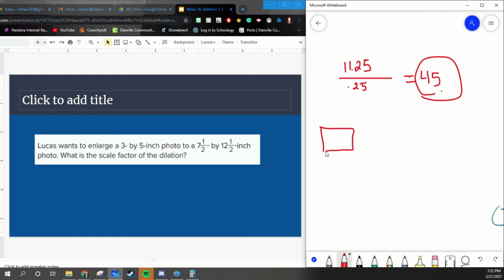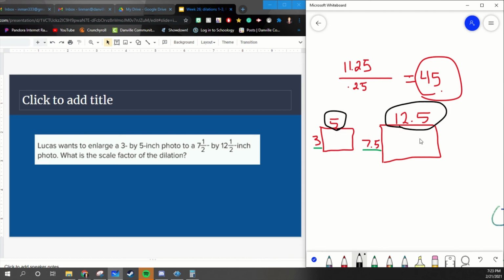So if you're talking about photographs, normally you talk about 3 by 5. And then they say they want to turn it into a 7.5 by 12.5. So notice that this 3 goes with that 7.5, and that this 5 goes with this 12.5. So you have to keep this length the same as that one. Not the same, but they correlate. They correspond with one another. And this width or length here, the 5, corresponds with the 12.5.